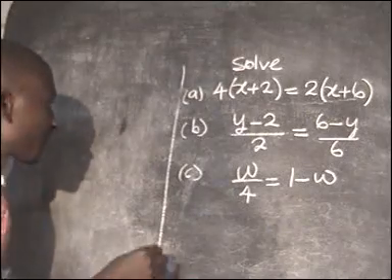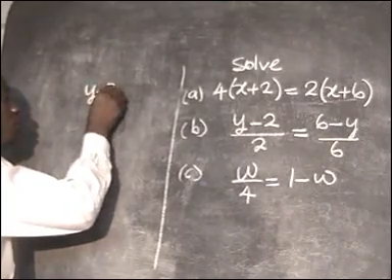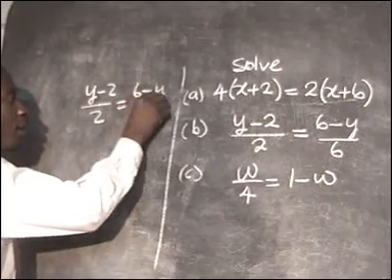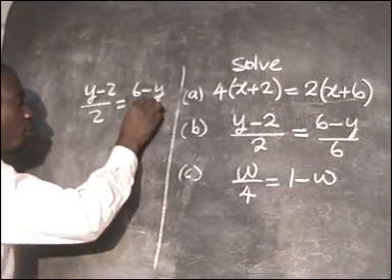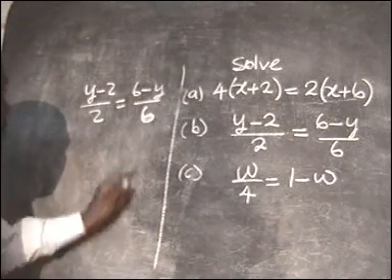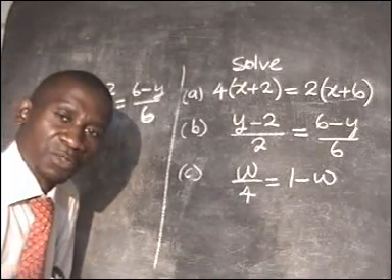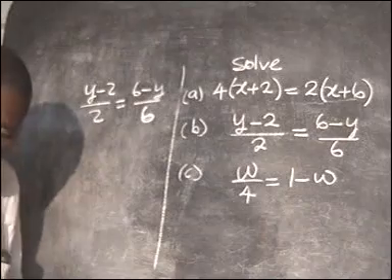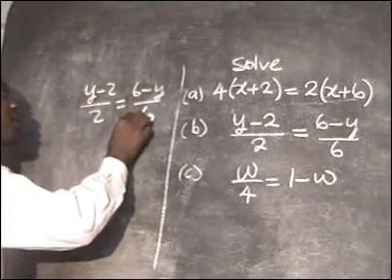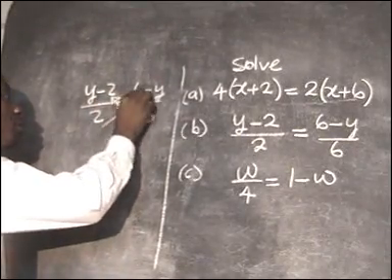In the first place, I have to copy question B, which is (y minus 2) over 2 equals (6 minus y) over 6. There are two ways of working out this problem. The first one is that because you have a fraction, an equal sign, and a fraction, you have to adopt cross multiplication. What I mean by cross multiply is that this 6 is going to be multiplied by that, and this 2 is going to be multiplied by that.